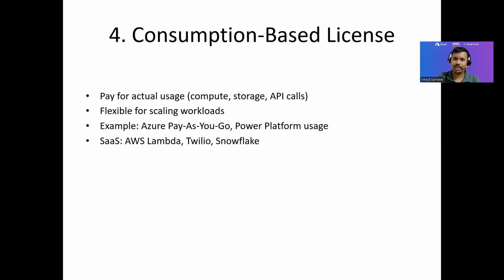The next is consumer or consumption based licensing. So what is it? Is it actually pay as you go only? This is something used when you want to use a capacity, and this is majorly in the context of cloud computing, right? For example, Azure pay as you go or AWS. Whatever computing power, storage, or API calls you use, it is going to charge you on the basis of that only, right?